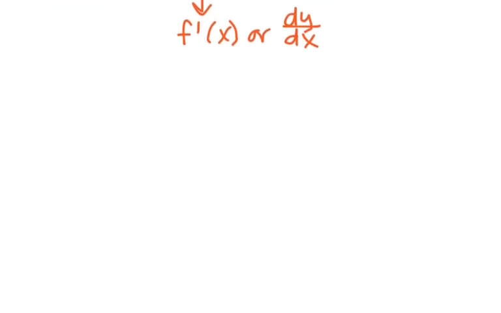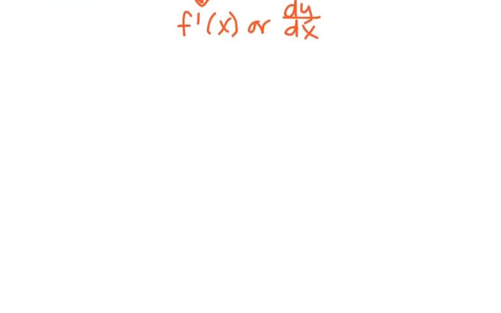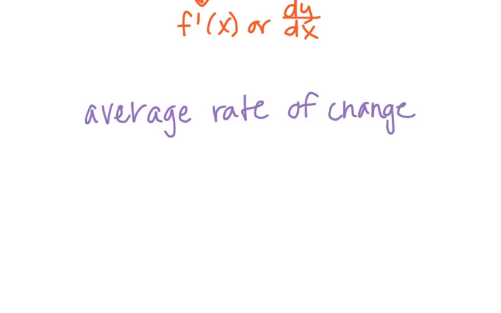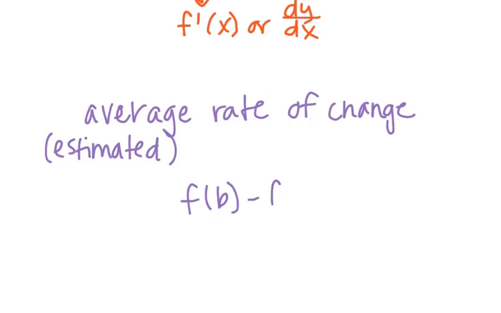How we began this unit was looking just at average rate of change, which sometimes is referred to as estimated rate of change, which is just the traditional concept of slope. So up to this point, we've kind of been looking at both of these forms.